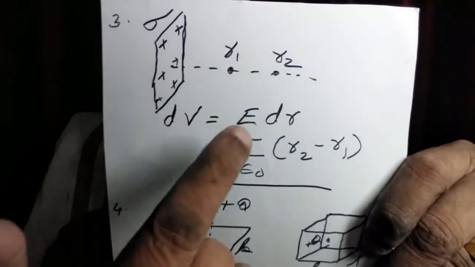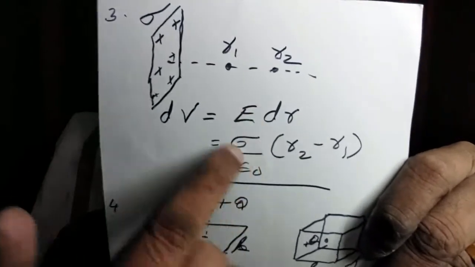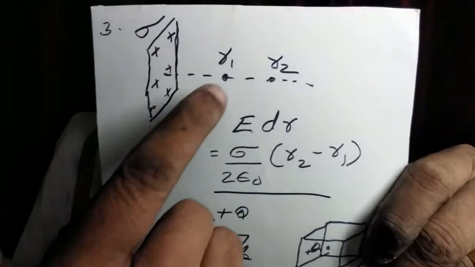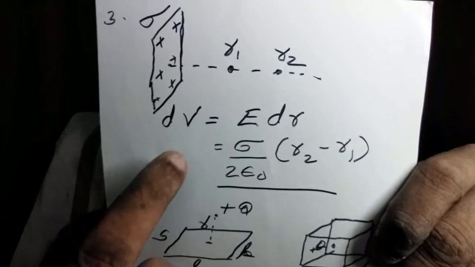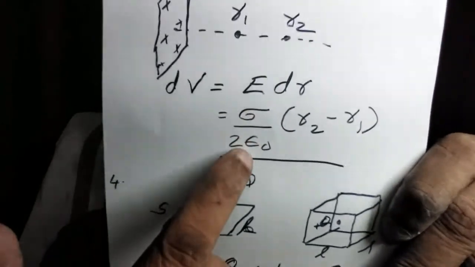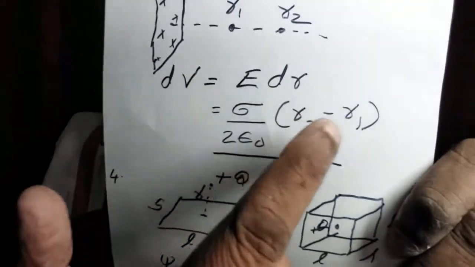And E is sigma by 2 epsilon 0. So potential difference between these 2 points, dV equals sigma by 2 epsilon 0 into R2 minus R1. So there is a finite potential difference near a plane sheet, but absolute potential at every point will be infinity. So in competitive exams or multiple choice objective type questions, you need not use these steps, just know the facts. That's all.